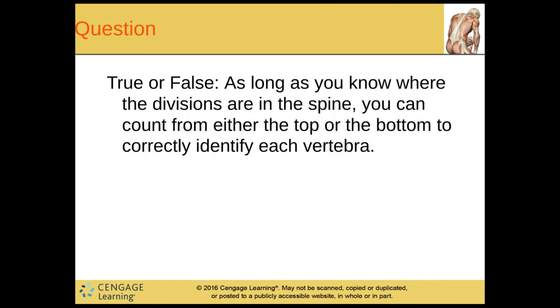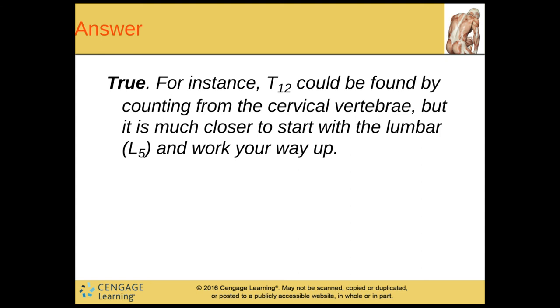So true or false, as long as you know where the divisions are in the spine, you can count from either the top or the bottom to correctly identify each vertebra. What do you guys think? True or false? That's true. So for instance, T12 could be found by counting from the cervical vertebrae, but it's much closer to start with the lumbar at L5 and work your way up. Good job.